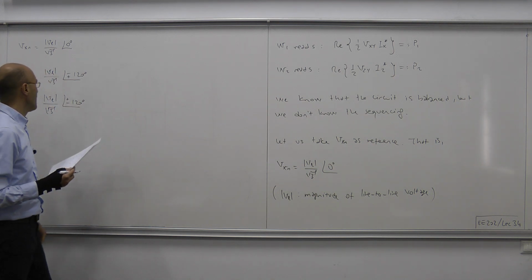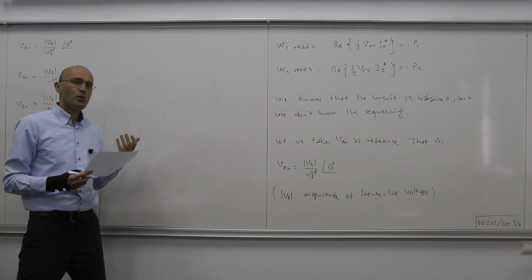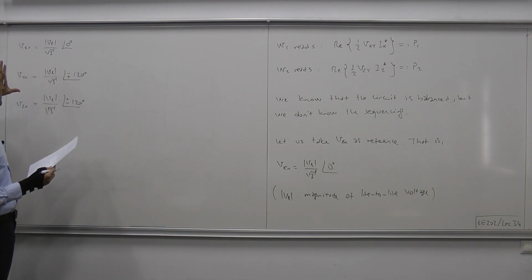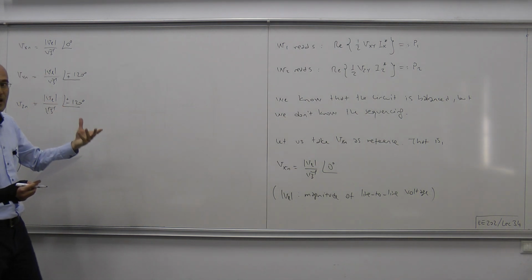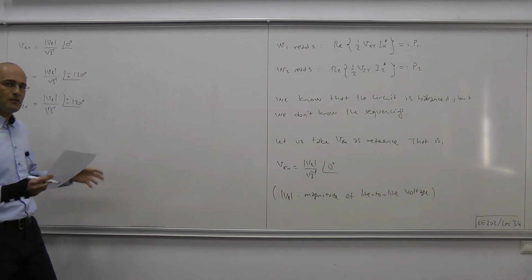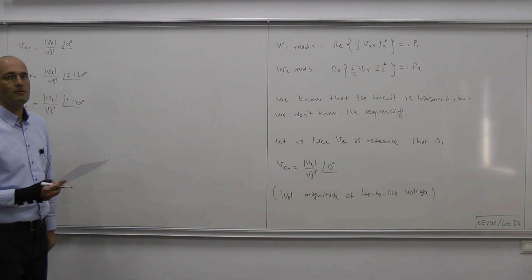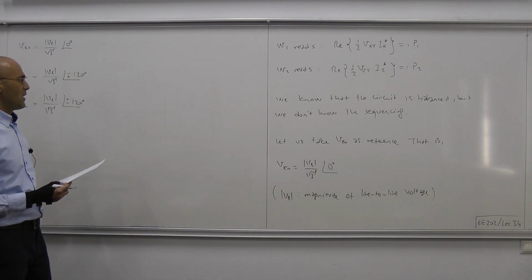Now, there are two ways to do the analysis. One way is to consider one possibility at a time: consider the first possibility and obtain the answer, and consider the other possibility and obtain the answer, and then you can compare those answers with the power details about the load.